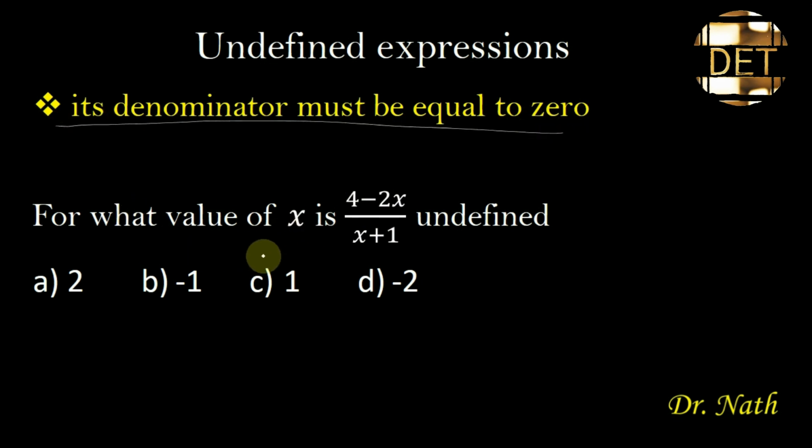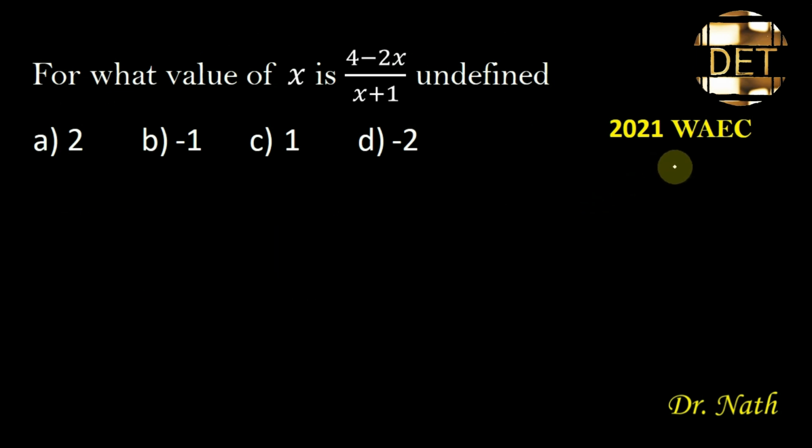So let's look at this question. For what value of x is 4 minus 2x all over x plus 1 undefined? A will have 2, B will have minus 1, C will have 1, then D will have minus 2. This question is actually a 2021 WAEC question.